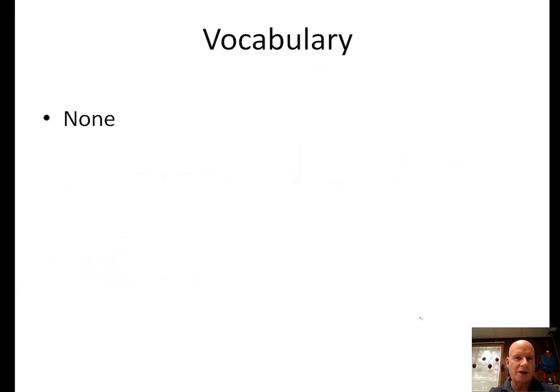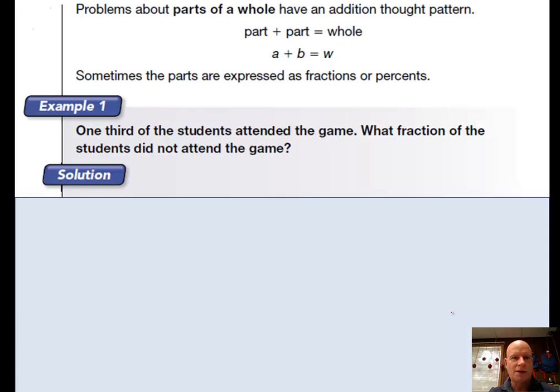There is no additional vocabulary for this lesson, so again, continue to study those vocabulary words that you already have and commit them to memory, please.